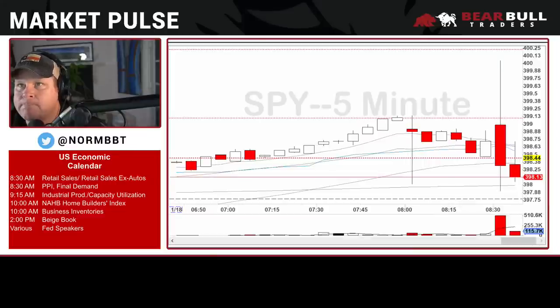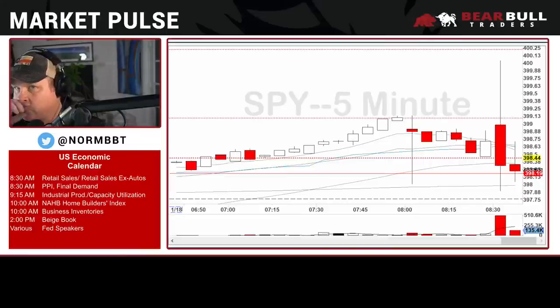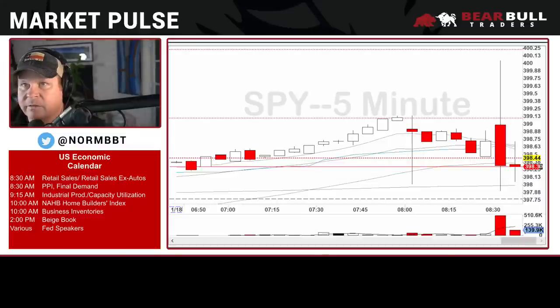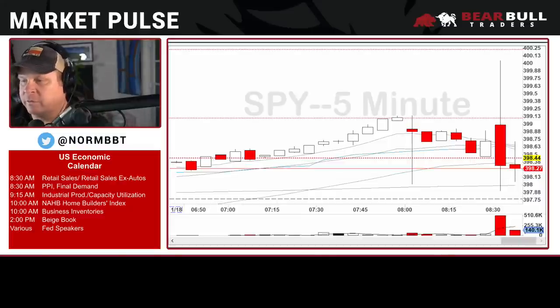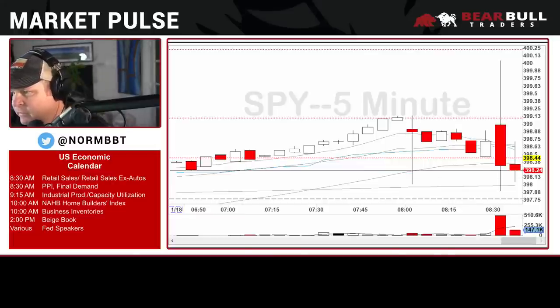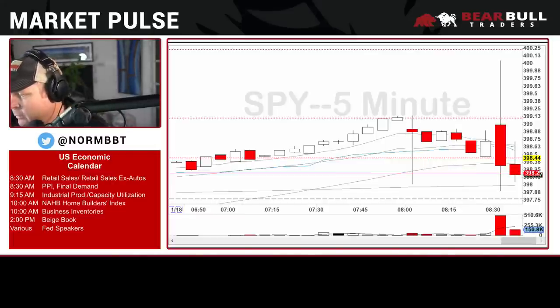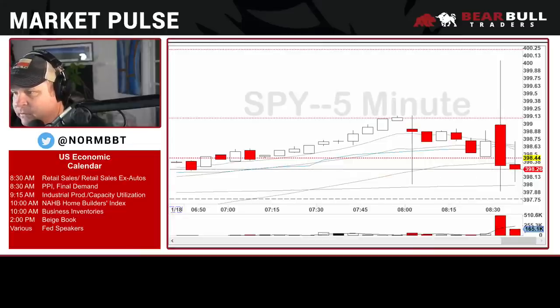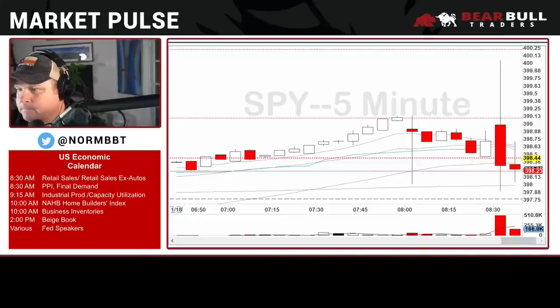And then we've got industrial production and capacity utilization at 9:15. A number of Fed speakers throughout the day. National Home Builders Index at 10, along with business inventories, and Beige Book at 2. So yeah, full day of data. Obviously, the data that came out just a few minutes ago, right as we were coming on, has caused a shift in the trend in the market. So let's see where we go. All right. Sounds good. We'll keep an eye on that and see how that continues to develop there.